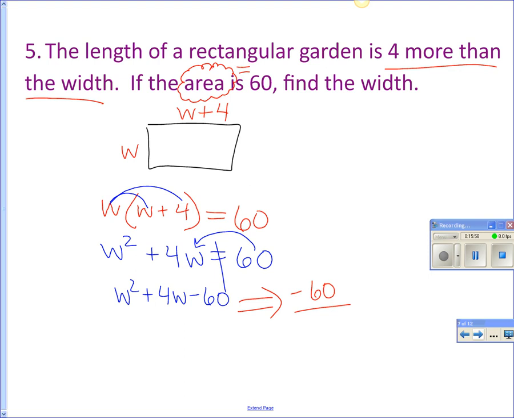What times what gives me 60? Negative 60. Negative 10 and 6. What happens when you add negative 10 and positive 6? Negative 4. What do I want? Positive 4. So what should it be? Yeah, good. That would give me positive 4.